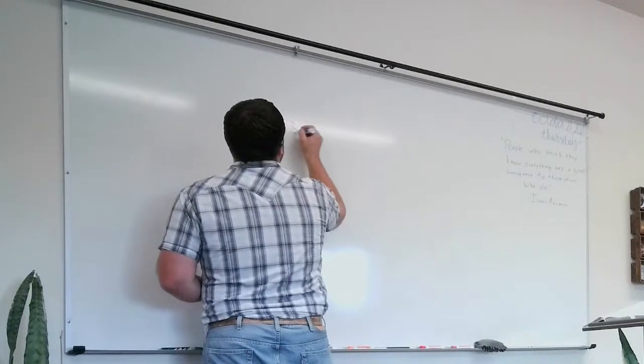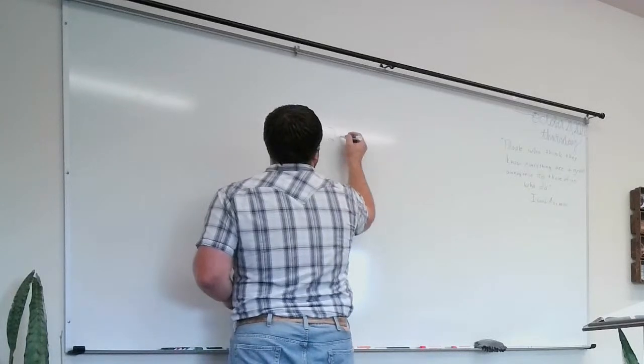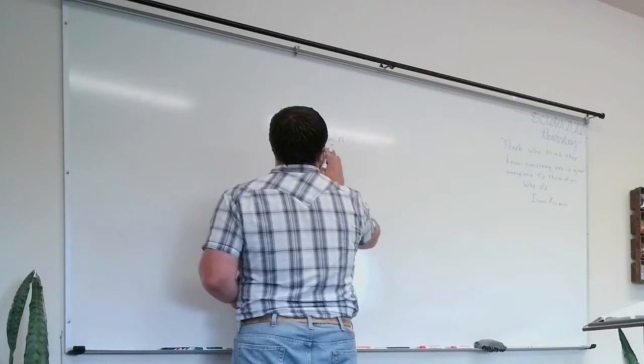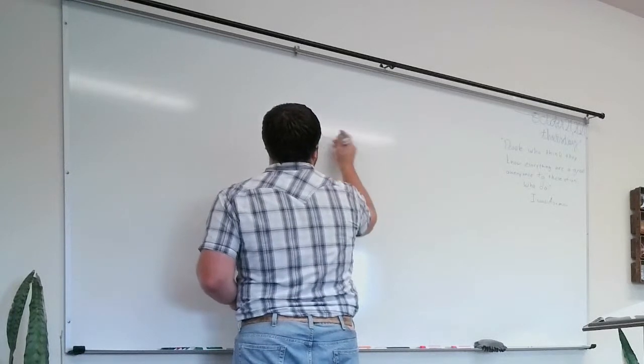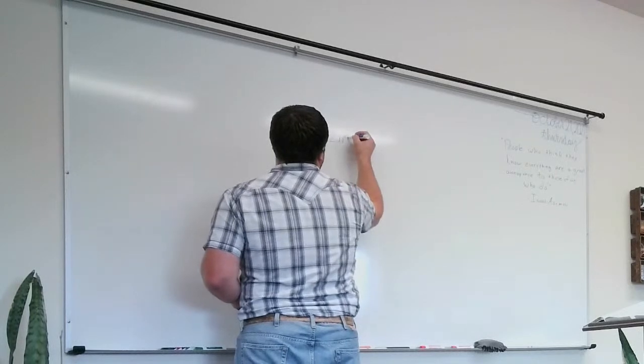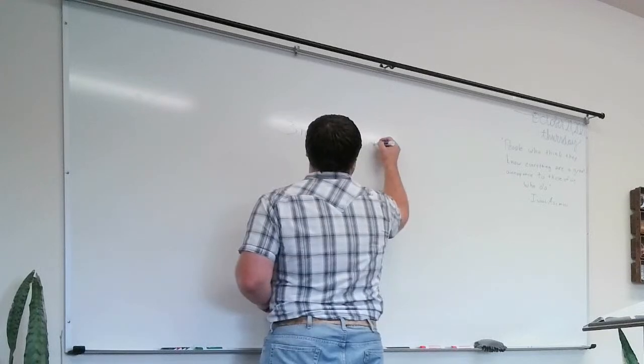So let me think. Like if you have 3n squared times 2n to the 4th times n.